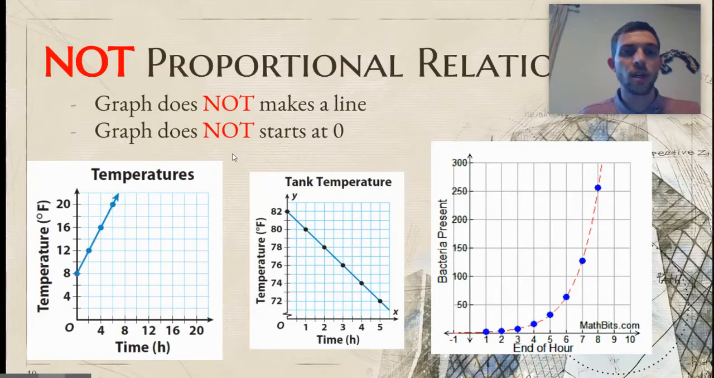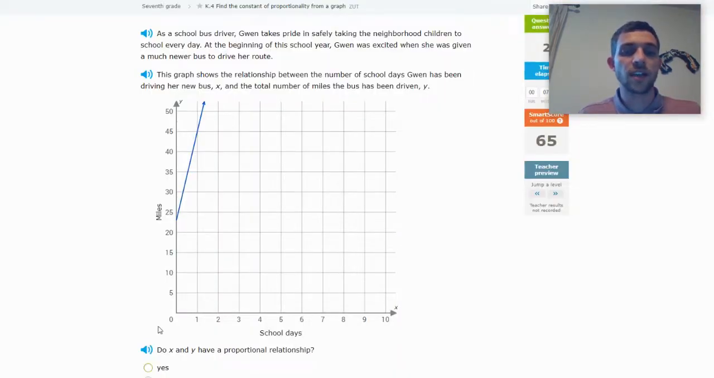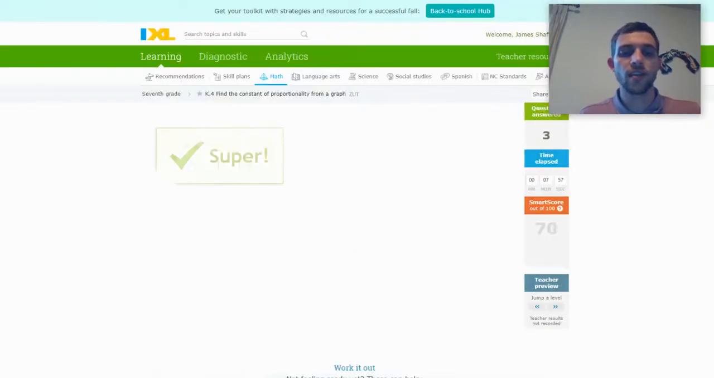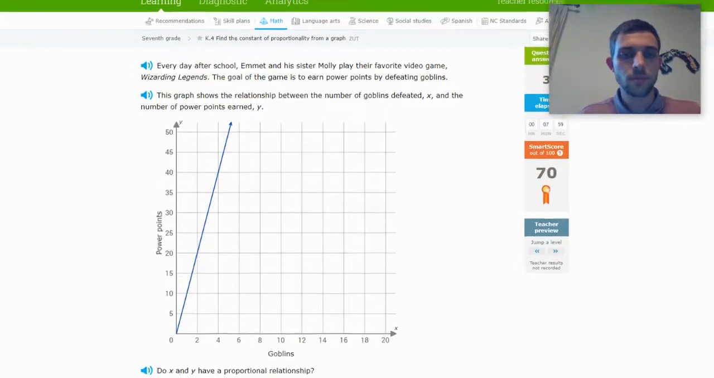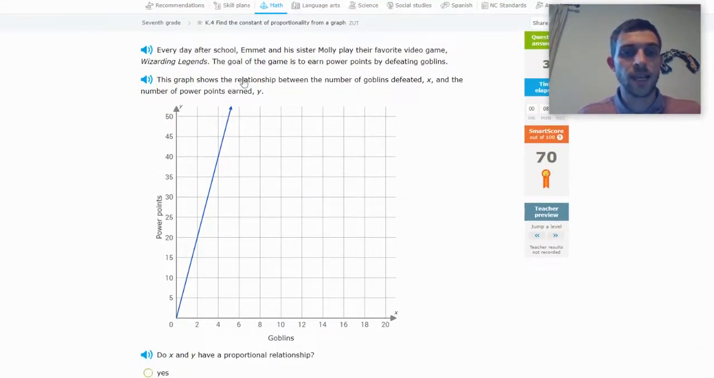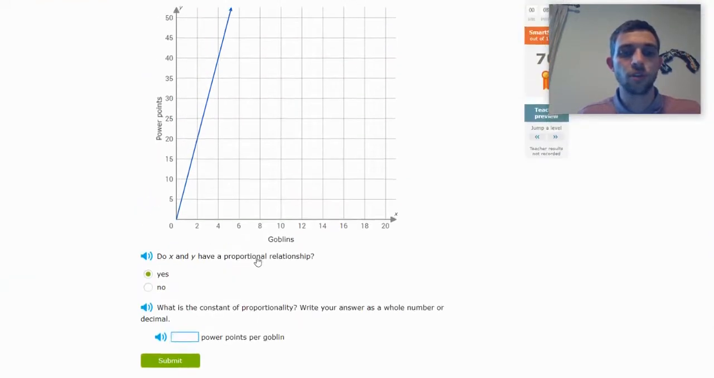If you remember, does the graph make a line and does the graph start at 0? This graph does not start at 0, so no, it is not proportional. This one makes a line and it starts at 0, so yes, it is proportional.